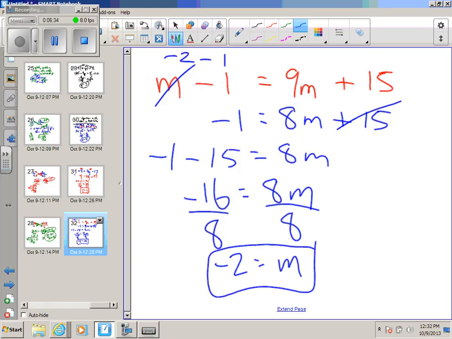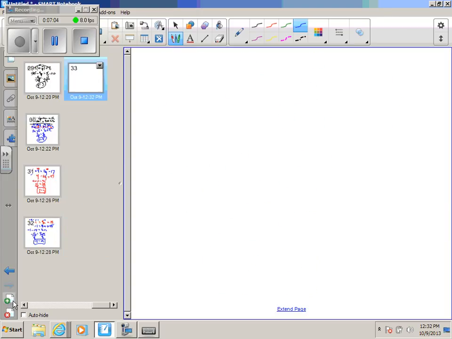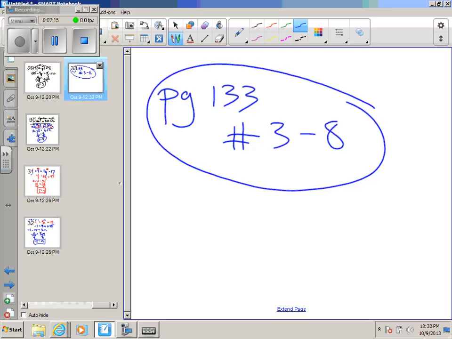You plug it in. Negative 2 minus 1 is what? Negative 3. Negative 2 times 9 is negative 18. Negative 18 plus 15 is still a negative 3, so they're equal. You plug them in, you'll be able to find your solution. Any questions? Six problems.